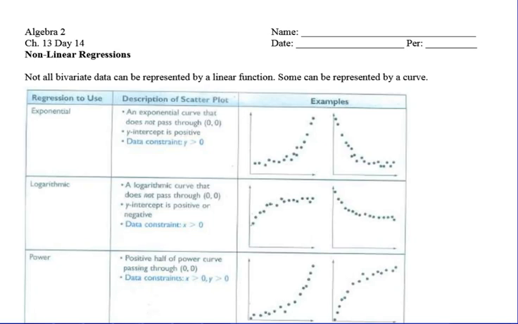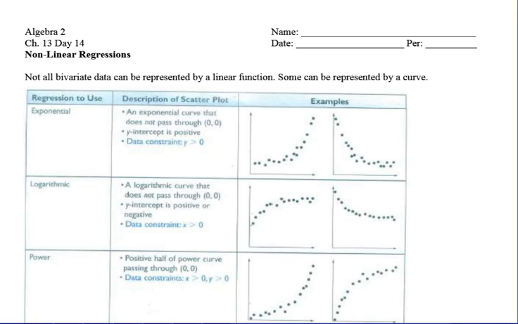Okay, yesterday we looked at writing the equation of trig graphs based on the graph itself. So today we're going to look at different kinds of functions rather than just sine and cosine and tangent curves. We're going to get the equations of those functions using the graphing calculator. Not all bivariate data can be represented by a linear function.